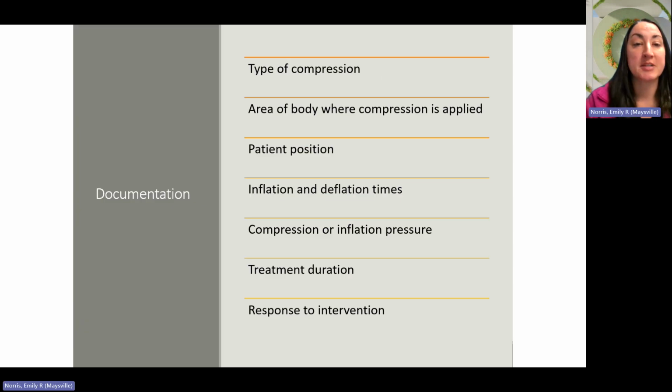All right, for our documentation, this is just like many of our other modalities. We want to, of course, document what type of compression, what area of the body, the patient's position. For this one specifically, you also want to document inflation and deflation times, compression and inflation pressure, treatment duration, and then the patient's response to the intervention.